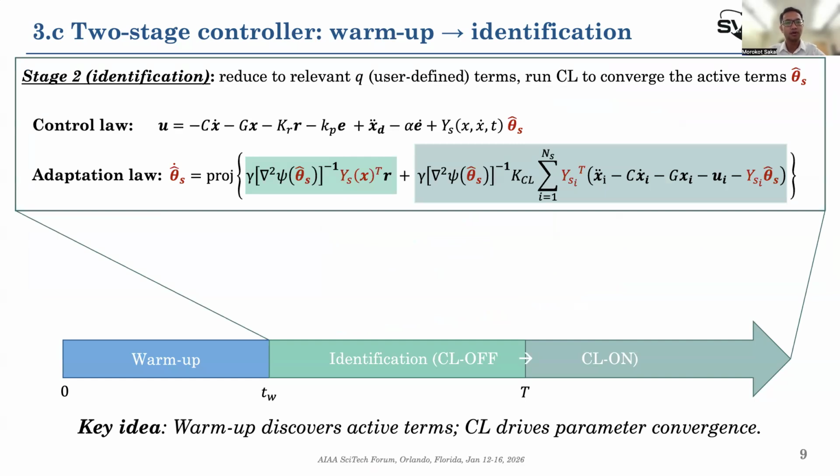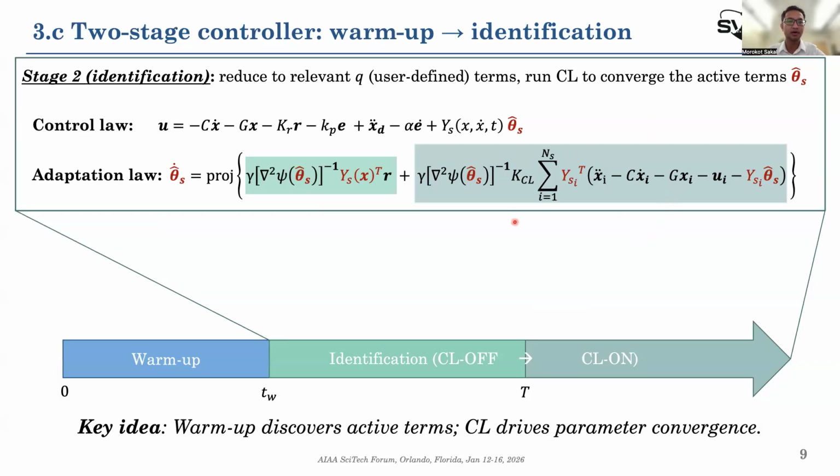So now we move on to stage two, which is the identification stage. The control law and adaptation law will look similar, but now we only use the subset of active terms that we discovered from stage one. So we can see the controller looks the same, except that now we only use the active terms. And then the adaptation law now depends on two terms. The first is similar to the last one, the gradient-based term, and the second is called the concurrent learning term. This concurrent learning term includes a summation that collects input and output data to actually learn about the system.